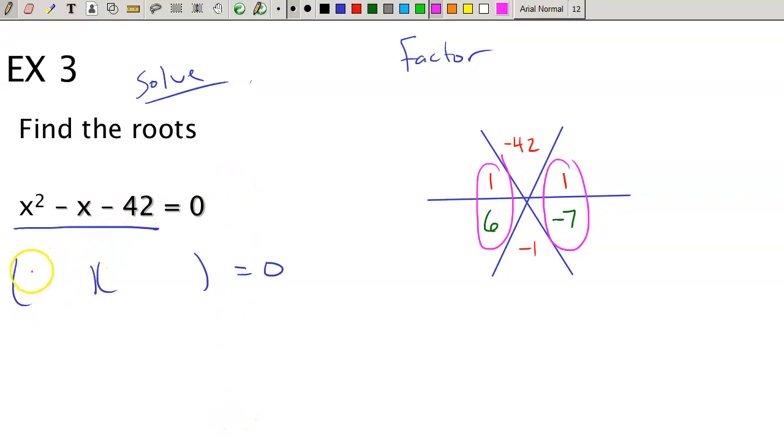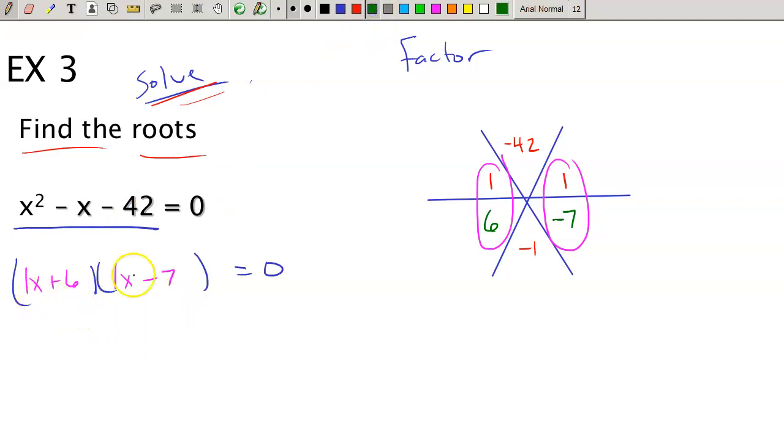So therefore, when I put my answer in, I'm going to put 1x plus 6 and 1x minus 7 equals 0. Okay, so we factored this. Now how do we solve it? Because the problem doesn't say to just factor, it says to solve, or in this case, find the roots. Kind of means the same thing in this case.